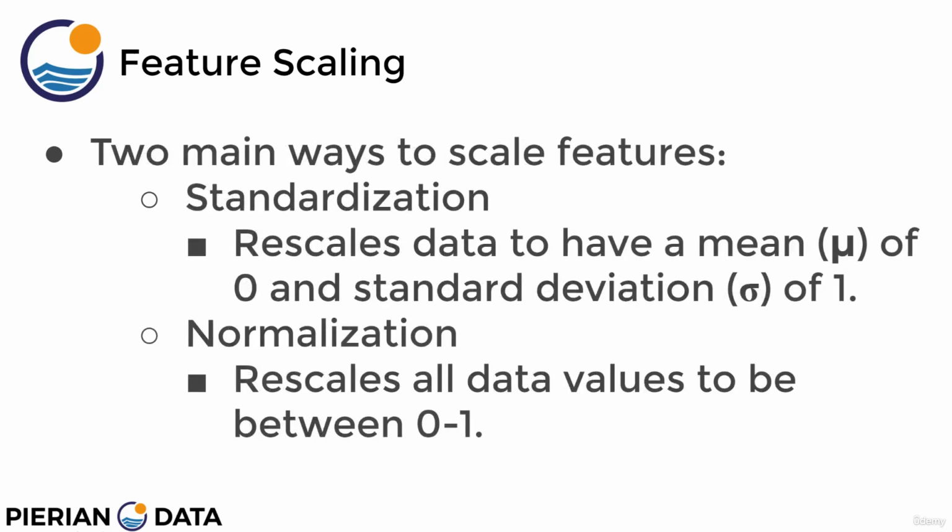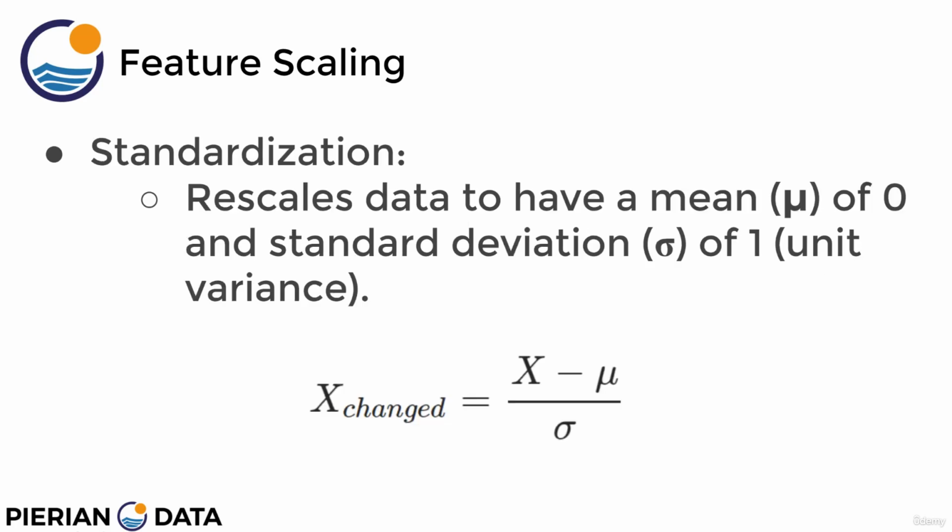Now, there's two main ways to scale features, and they're called standardization and normalization. Standardization rescales data to have a mean, that is mu, of 0 and a standard deviation of 1, which means you're essentially standardizing all your data to follow a standard normal distribution. So you could have negative values there. Normalization, on the other hand, rescales all data values to be between 0 and 1. So standardization is simply rescaling the data to a standard normal distribution, that is having a mean of 0 and a standard deviation of 1 unit.